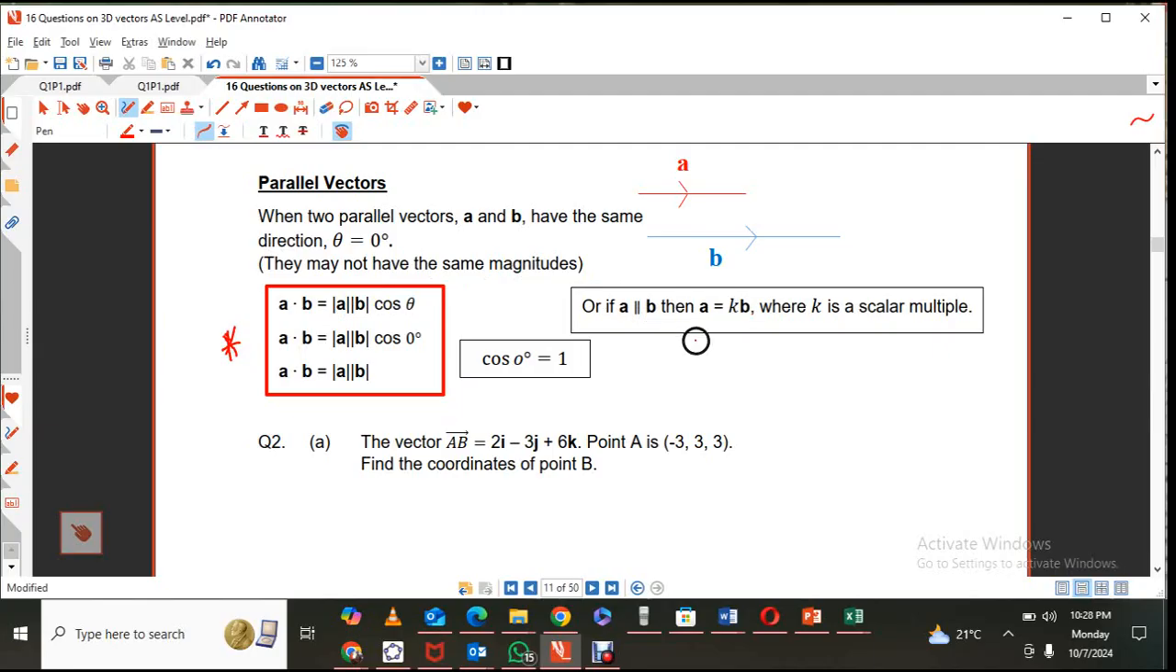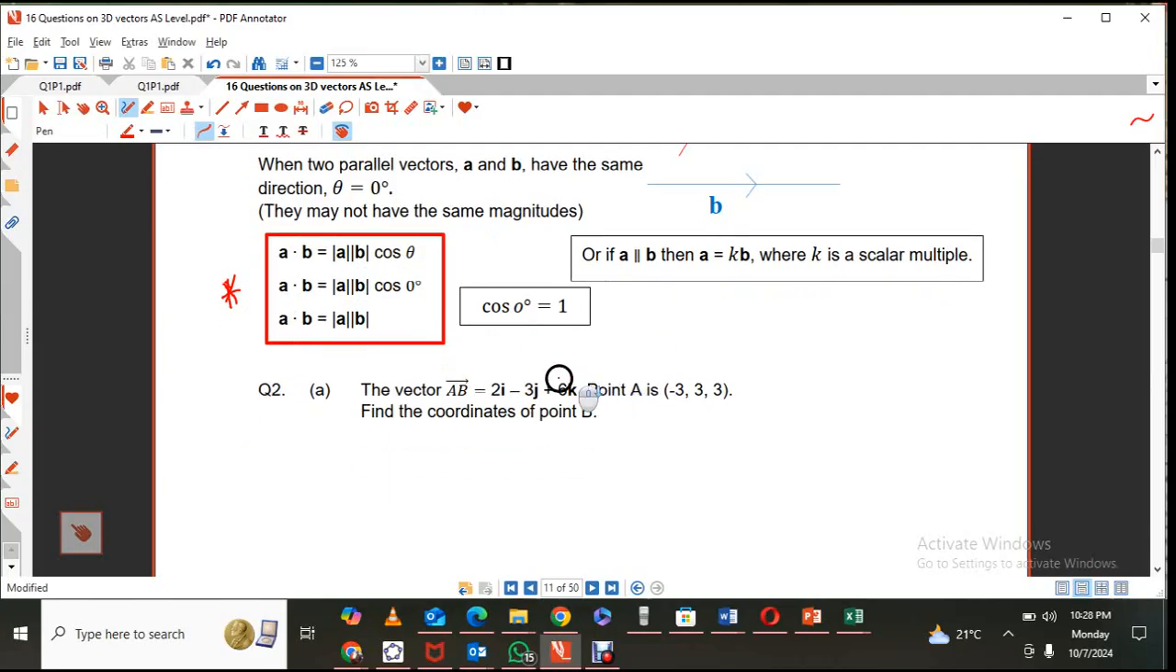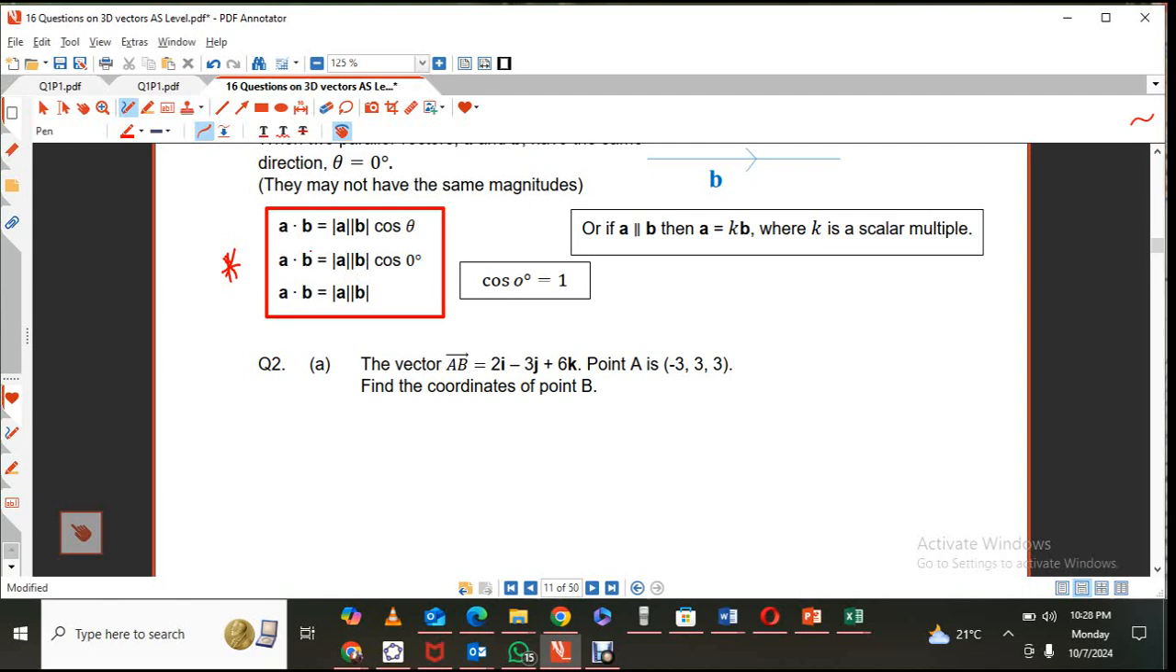Right, so first they give us vectors A, B in the form i, j, and k, and then they say point A is the point -3, 3, and 3. Find the coordinates of B. In order for you to find the coordinates of B, I'm going to write this in column vector form. So that's 2, -3, and 6. Of course, you are free to continue using the i, j, and k. And vector OA, position vector OA, because if the coordinate point is that, then the position vector is going to be exactly that.